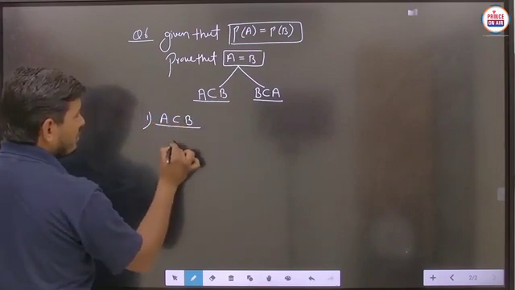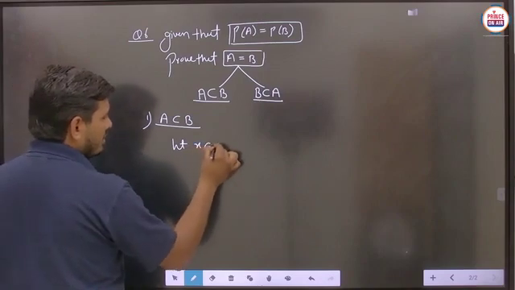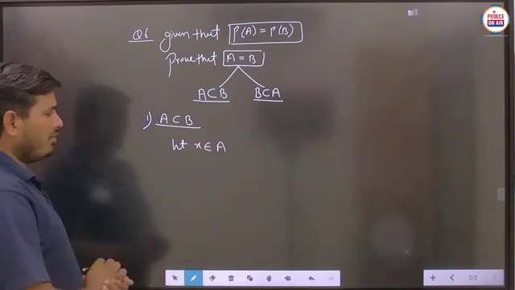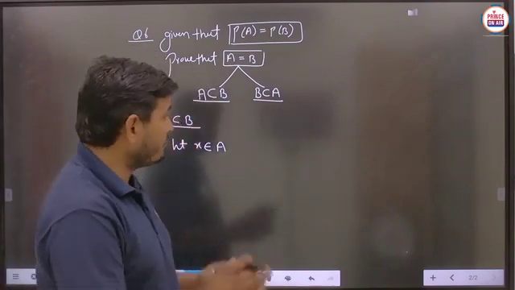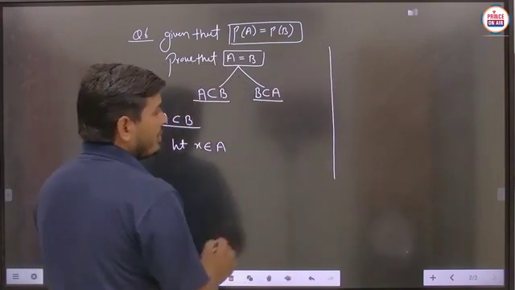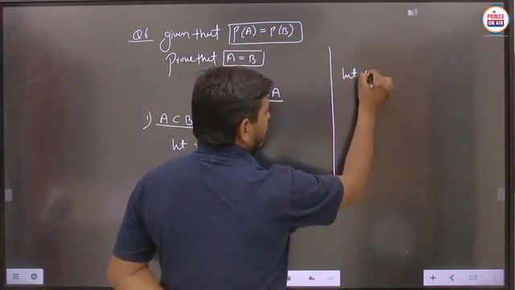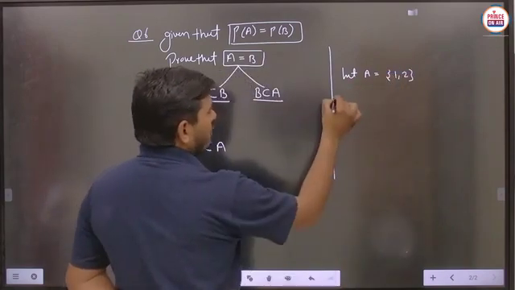So let x belong to set A. Let x be any element, x belongs to the set A. Is it clear? Now student, first of all, can you tell me about the theory of power set? Suppose A is any set like this, 1, 2. Then what should be the power set?